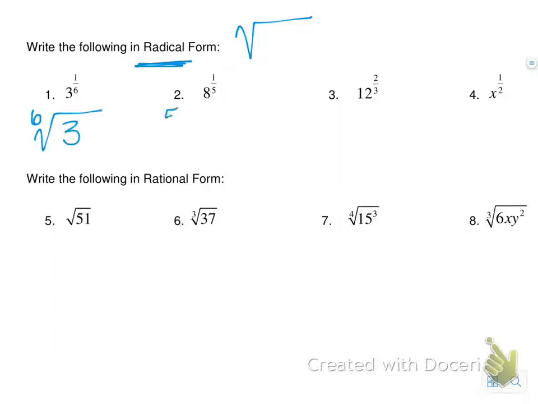So this first 2, we have the 6th root of 3, because this was the exponent, and this is the index. Okay, so here we have exponent, index. Okay, try the next 2 on your own.